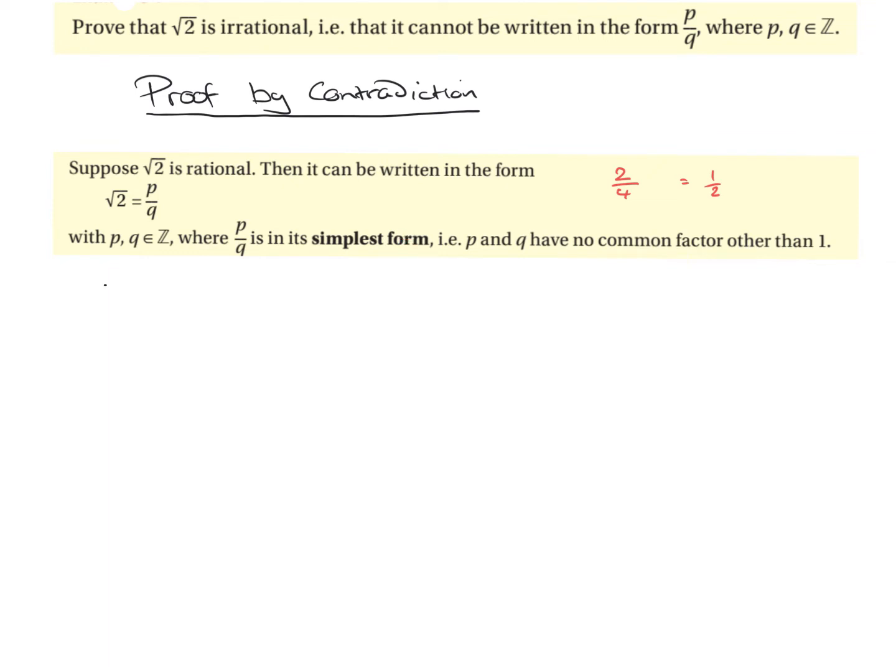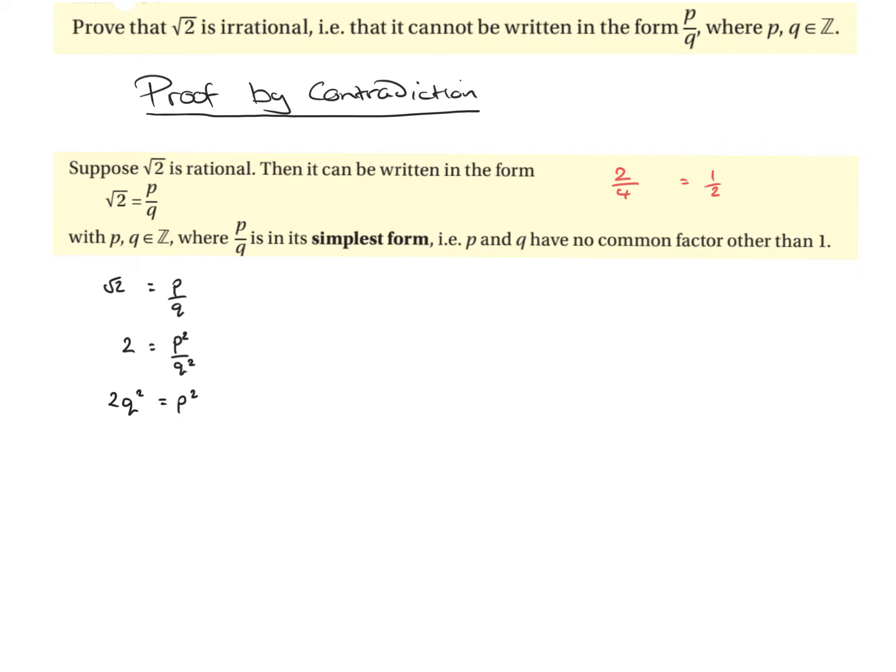So starting with root 2 is equal to p over q, the first thing I'm going to do is square both sides to get rid of the square root. If I do that, hopefully you can see what I now have is p squared over q squared is equal to, well, root 2 all squared just gets us to 2. The next thing I'm going to do is take the q squared up to the left hand side, so I'm going to multiply both sides by q squared. If I do that, I get 2q squared is equal to p squared.